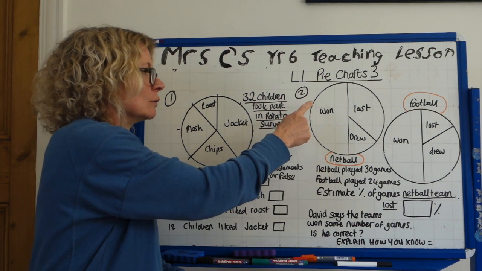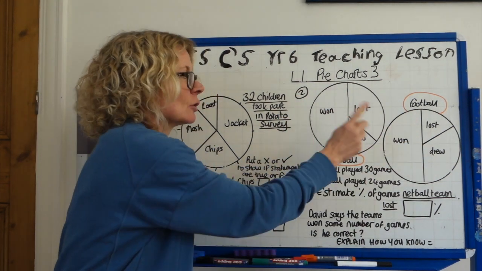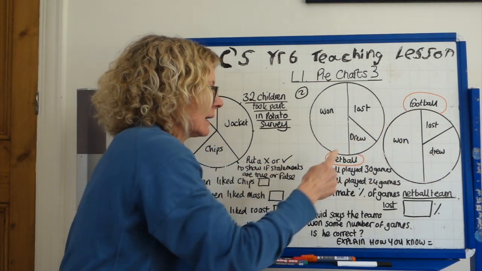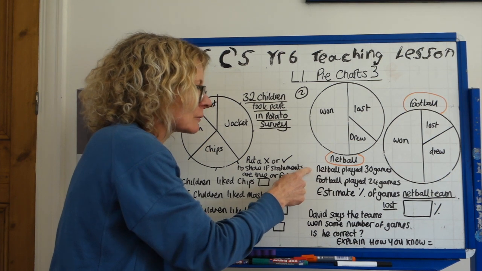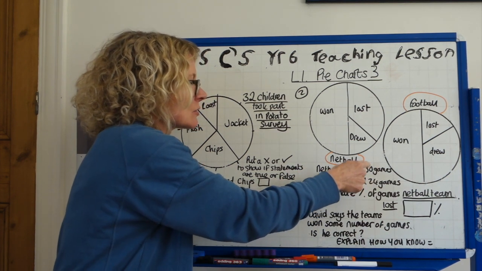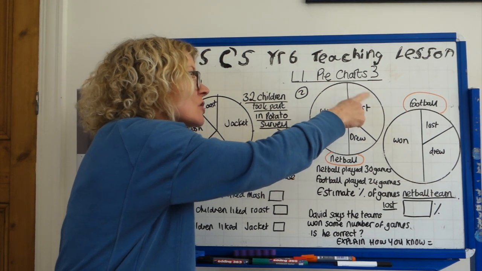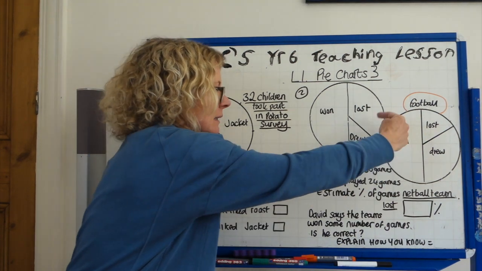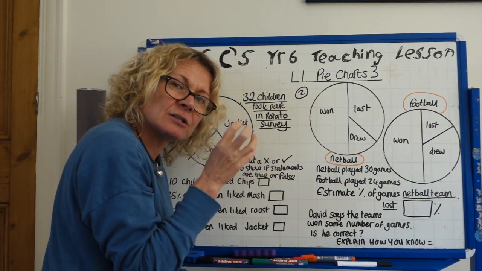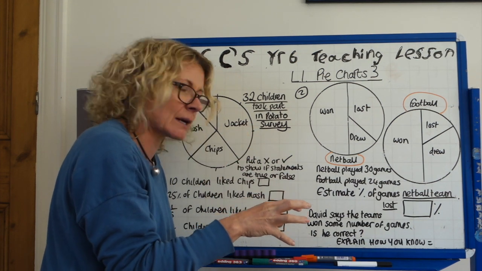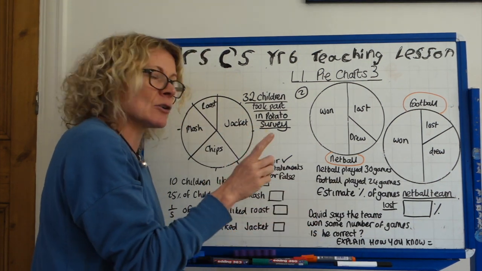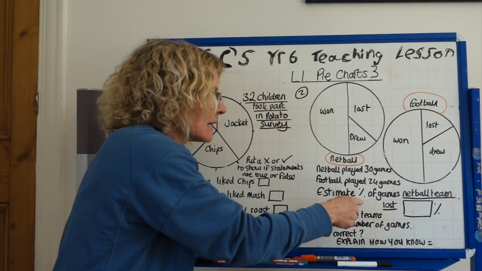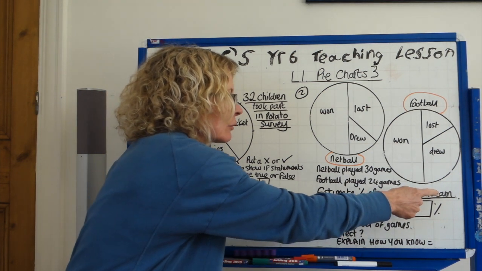Right then, question 2 is showing games that 2 teams played. This is the netball team and this is the football team, okay? So the netball players played 30 games. So this graph here is showing 30 games, okay? The football players played 24 games. You need to look at what you know to work out these questions, okay? It's not asking you to give an exact answer for this first bit. It's saying estimate the percentage of games the netball team lost.